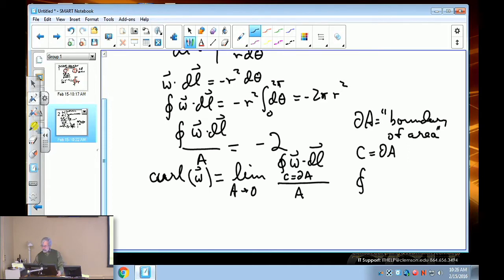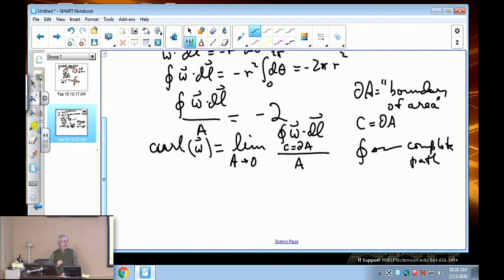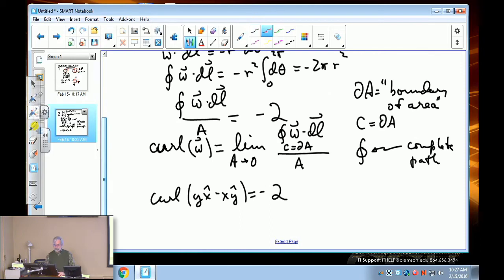And this circle that's on here means that it's a complete path. Okay, so the curl of W then, in this case, for this particular field, the curl of y x hat minus x y hat is just -2. That's the fundamental definition of the curl right here. This is the fundamental definition of the curl.